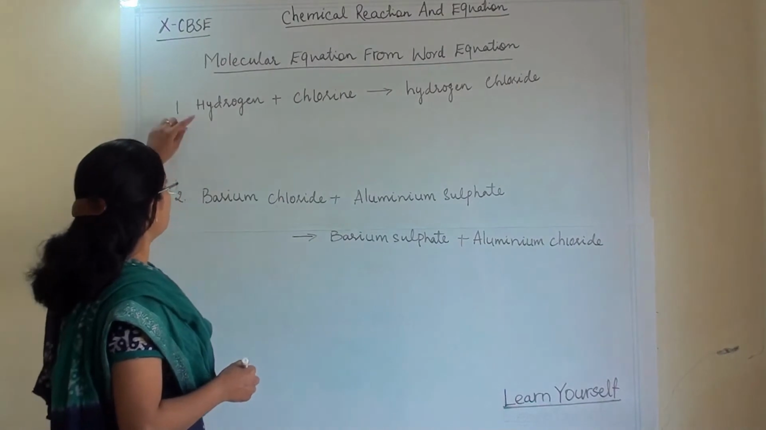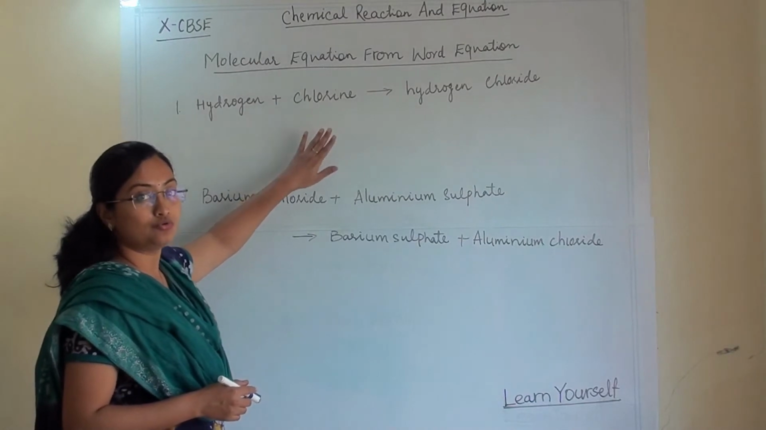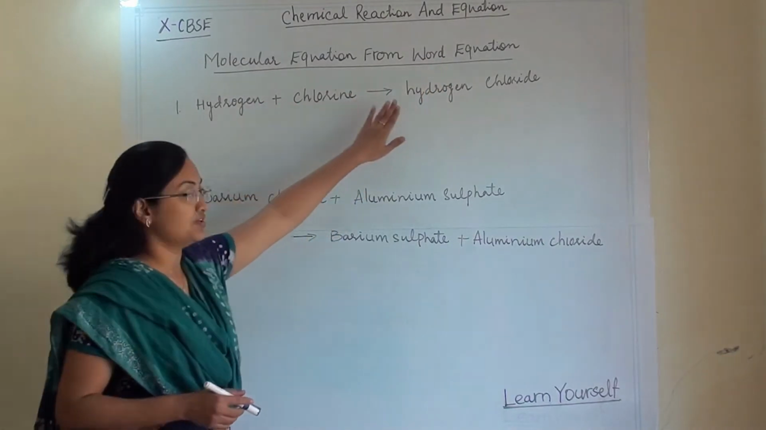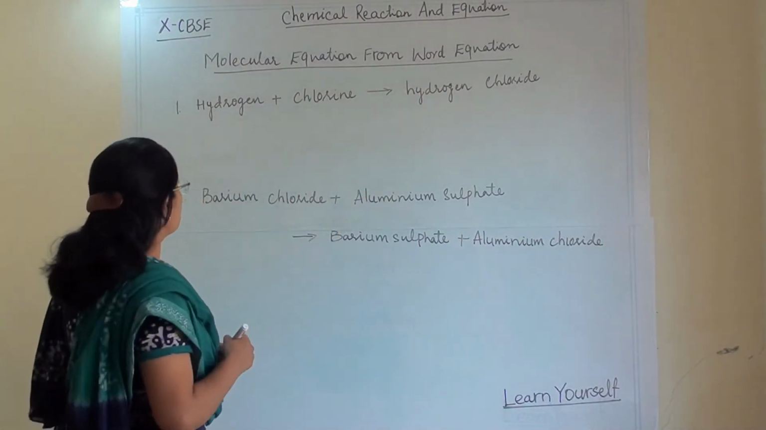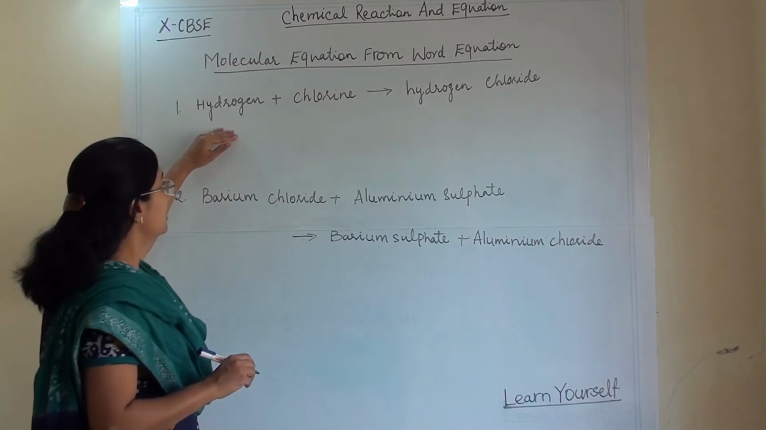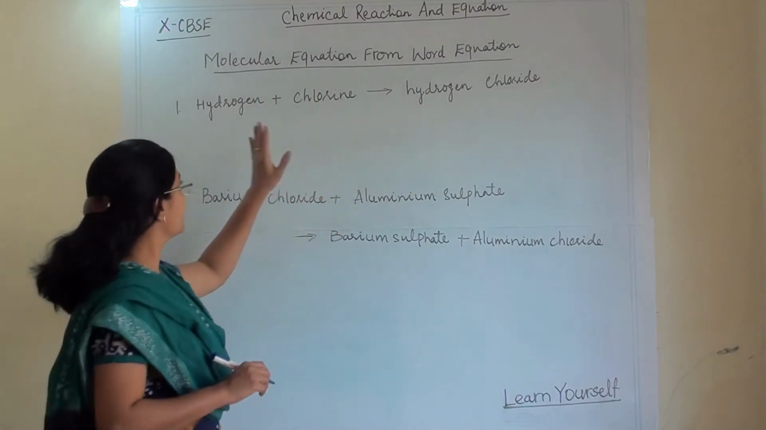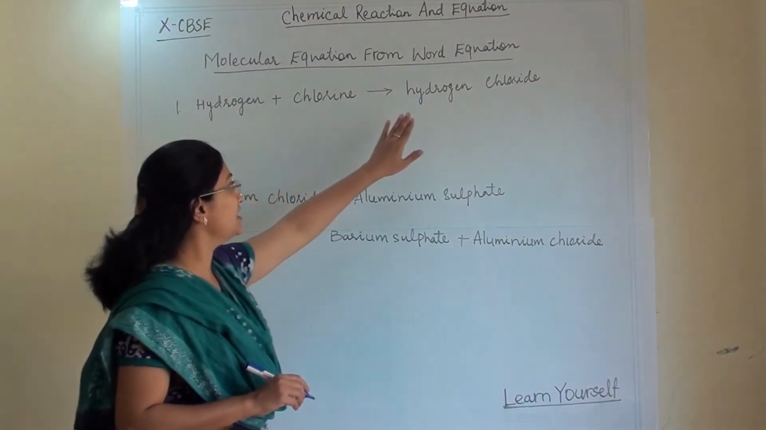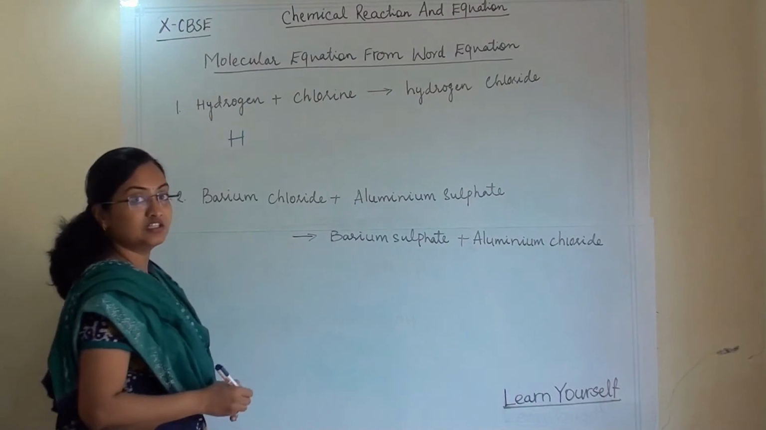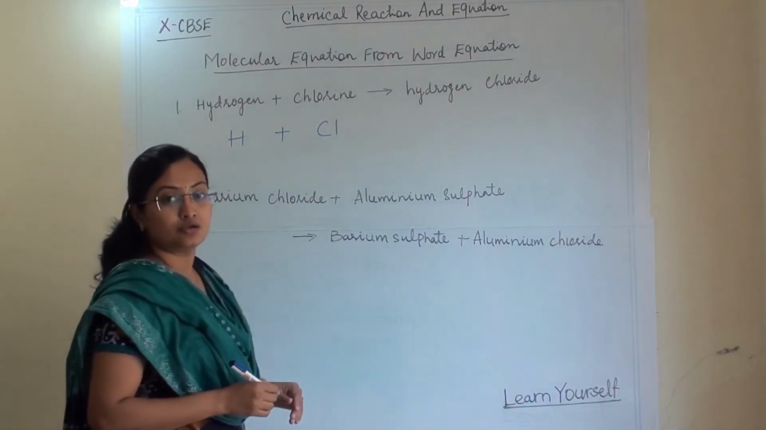Let us start with this first equation. Here we are going to practice how to write a molecular equation from a word equation. So this is a word equation, it is written in words. So we have to write a molecular equation from the word equation. First you need to learn all the possible symbols so that you can understand what they have given. Hydrogen and chlorine will give us hydrogen chloride. So first we know that it is hydrogen, then this is chlorine, Cl is chlorine.